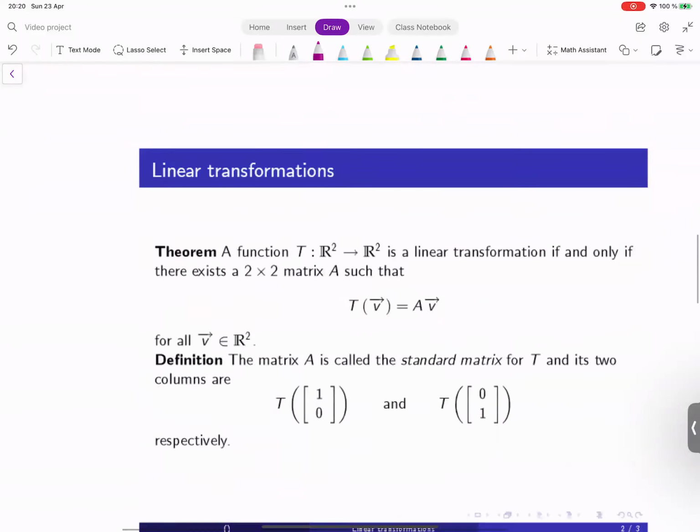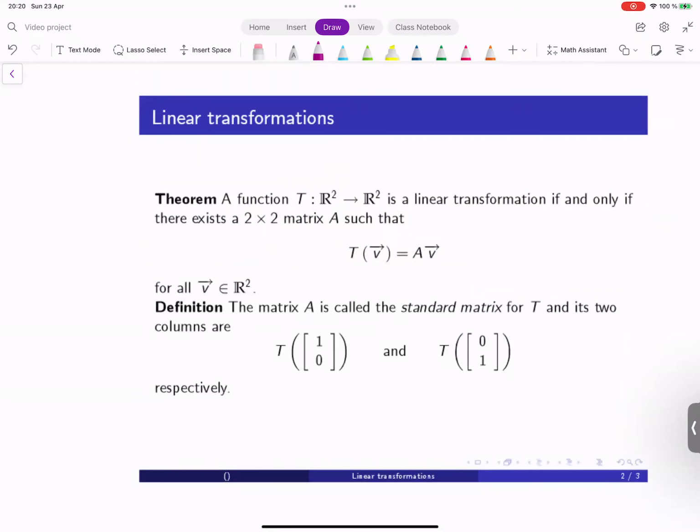Next, we will have a very useful theorem which is applying to the Euclidean plane. So a function T from R2 to R2 is a linear transformation if and only if there exists a 2x2 matrix A such that the action of T on the vector v gives us the product of the matrix A and vector v for all vectors v in R2.